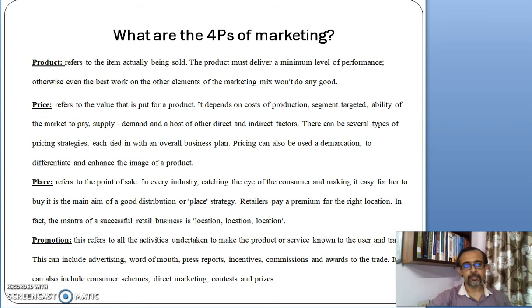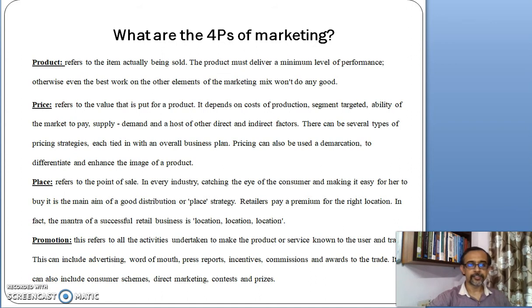Price refers to the value that is put on a product. It depends on the cost of production, targeted segment, ability of the market to pay, supply, demand, and a host of other direct and indirect factors. There can be several types of pricing strategies, each tied with one another with an overall business plan.